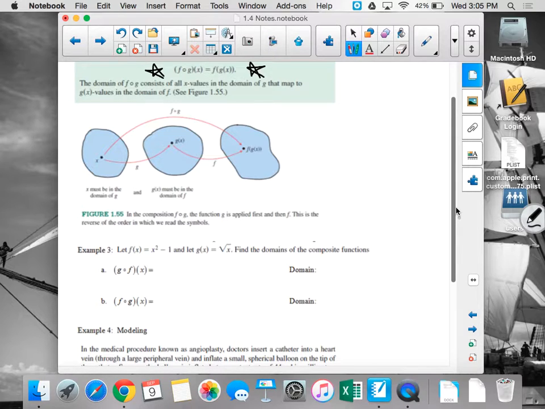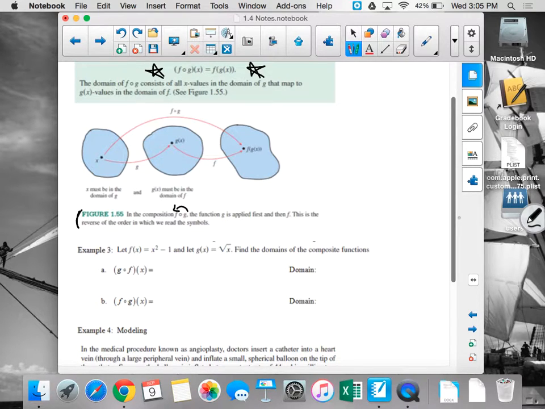You notice here it says, figure 1.55, in the composition of f of g, the function g is applied first and then f. This is the reverse of the order in which we read symbols. We're usually reading left to right. I'm just letting you know that with compositions, we really take the g of x function and put it in for f. Sorry about that, let's try that again. You're taking the g of x and putting it into the f of x.